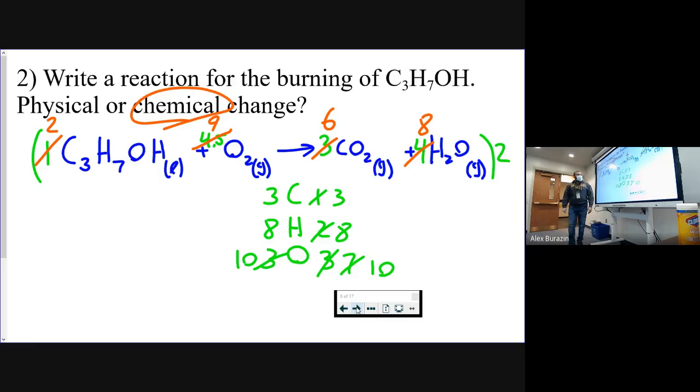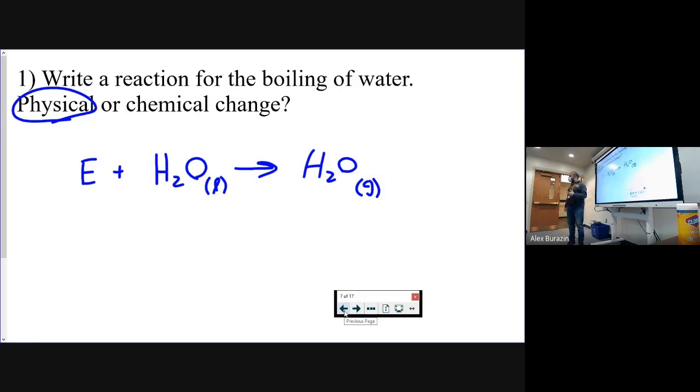Okay. So now, again, we can go through the definitions I gave you 20 minutes ago, right? Physical changes don't change what you have. I've got water. I've got water. Same composition. That's a physical change.